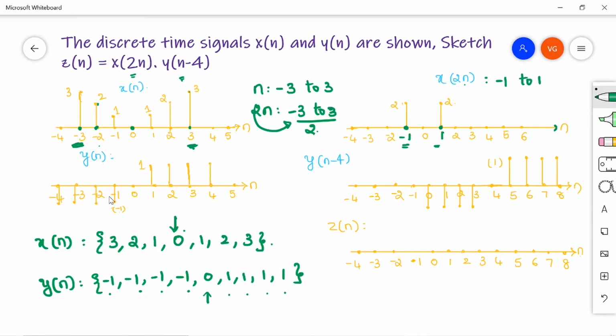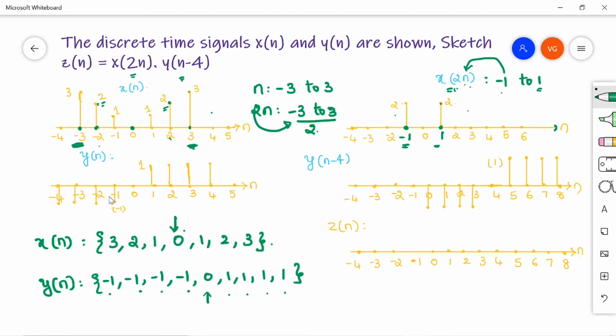Now, what are the amplitudes at n is equal to minus 1 and at n is equal to 1 for x of 2n? You just substitute n is equal to minus 1, you will get x of minus 2. What is the amplitude of x of minus 2 from x of n? 2. So, you mark it as 2. Similarly, you put n is equal to 1, you will get x of 2. What is the amplitude at x of 2? Amplitude is 2. So, mark again. So, this is how we can draw x of 2n from x of n.